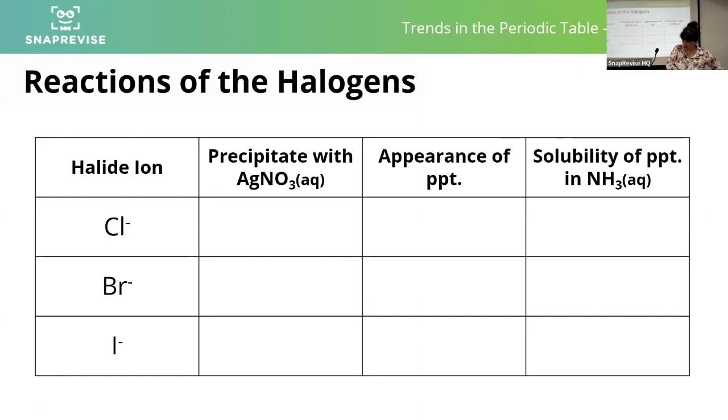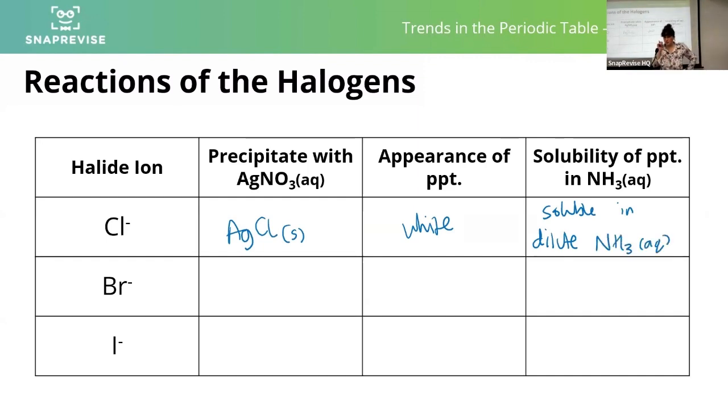So Cl- forms AgCl precipitate when silver nitrate is added, and the color is white. Need to remember that. AgCl is soluble in dilute ammonia, NH3. So if you have silver chloride and you want to prove that it's silver chloride, you can add a little bit of dilute ammonia and it will dissolve. Lovely.